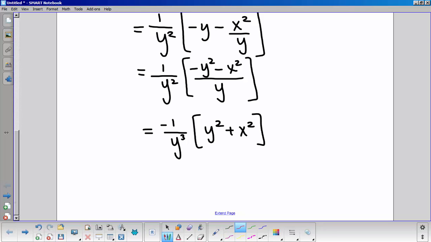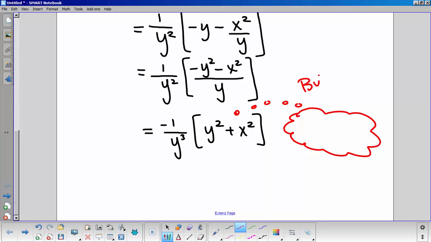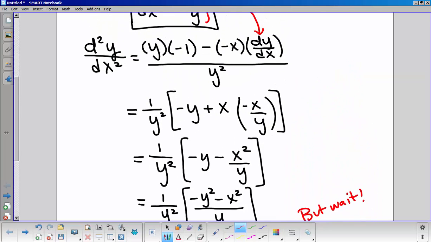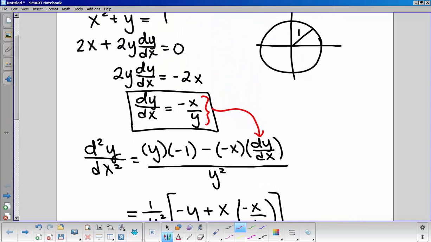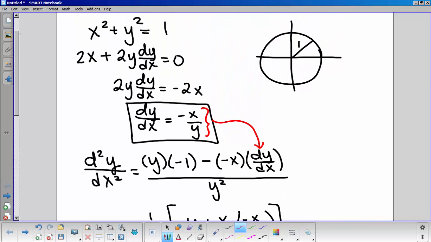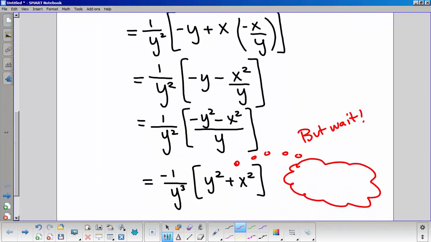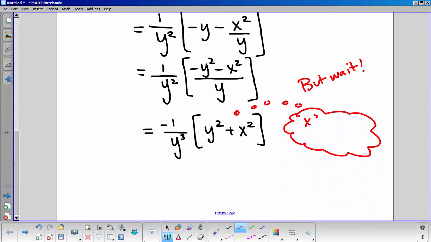But wait. From the original problem statement, what does it say? X squared plus y squared equals 1. So we come back down here, and we say that x squared plus y squared is equal to 1, so we can replace this with 1. So the second derivative is nothing but negative 1 over y cubed.